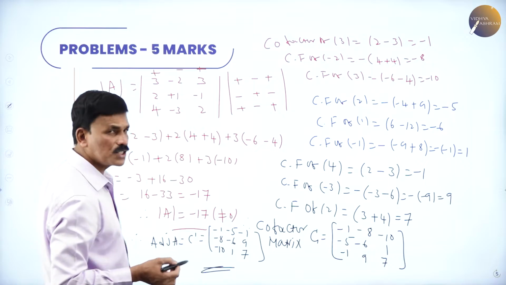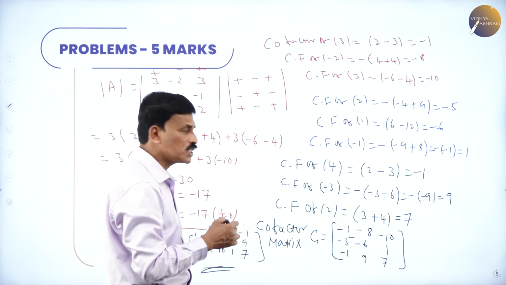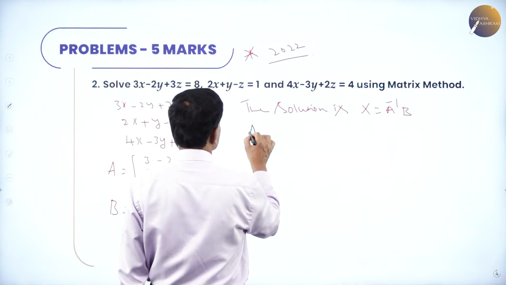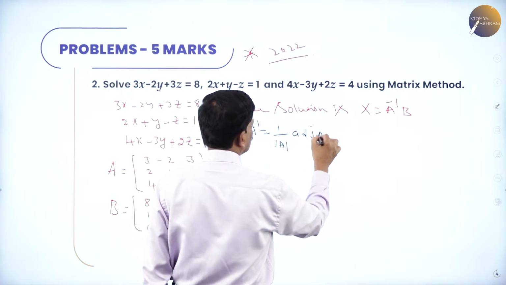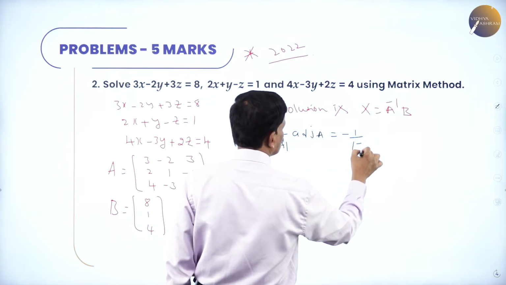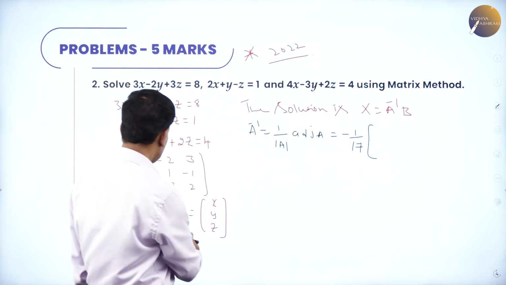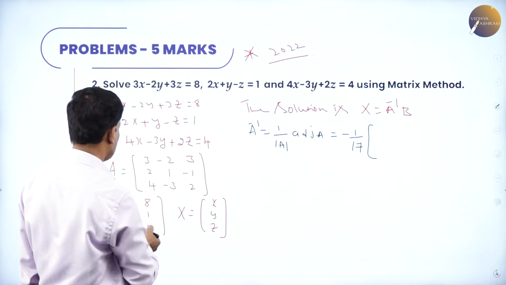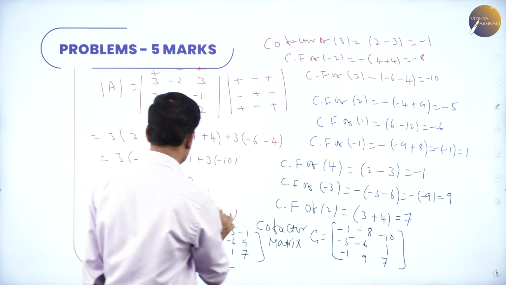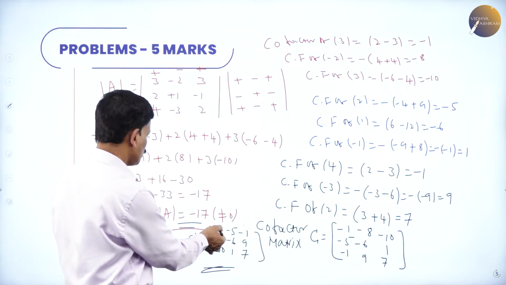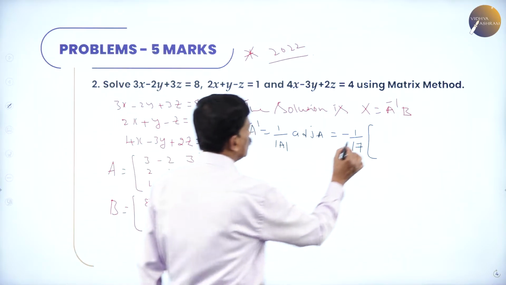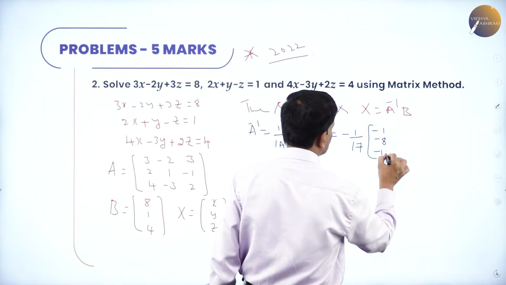So A inverse is equal to, I'll come to the previous page. Now A inverse is equal to 1 over determinant of A into adjoint of A. Determinant of A, we got it as minus 17. So 1 over minus 17 into adjoint: minus 1, minus 8, minus 10.